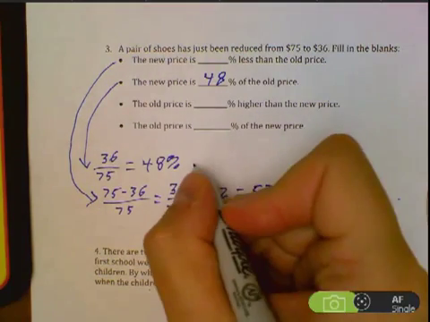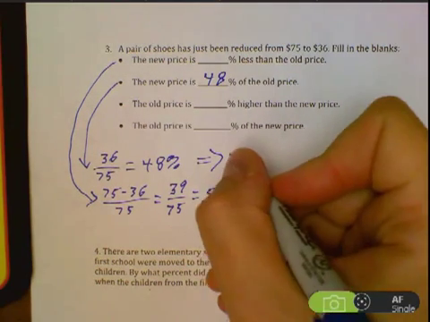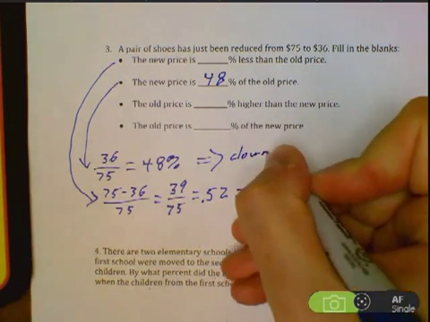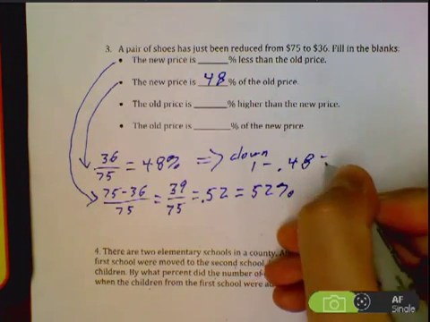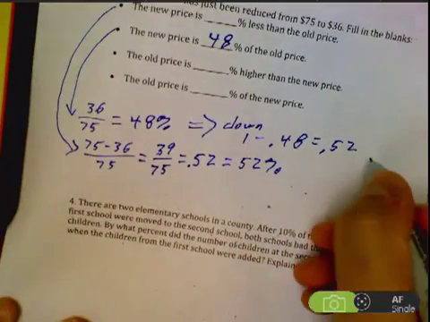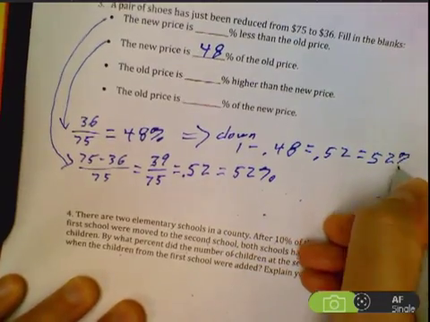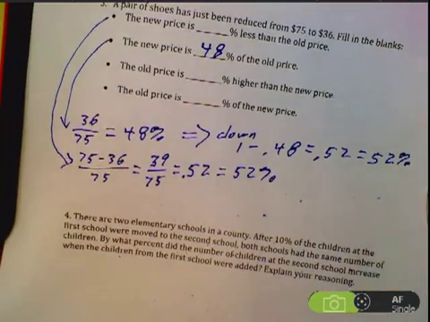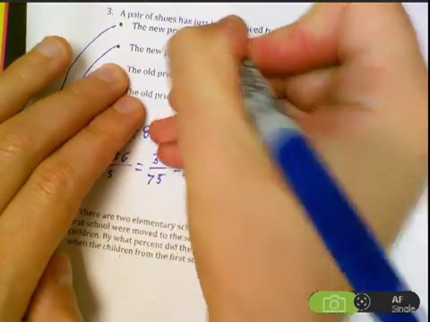Or we could just say, well, if it's 48% of the old price, then it went down by 1 minus 0.48, which equals 0.52, which is, oh no, I'm running out of room, 52%. Okay, so that's a 52.